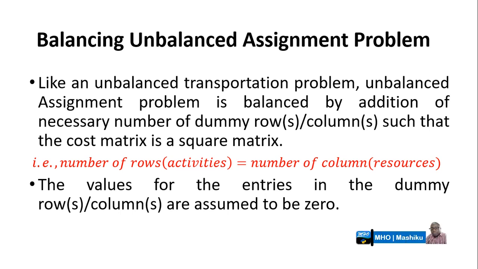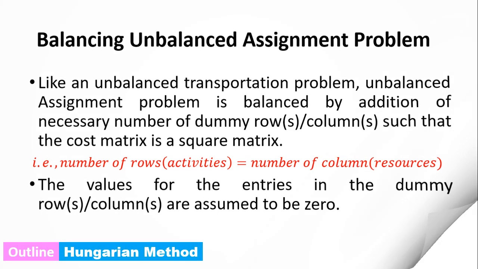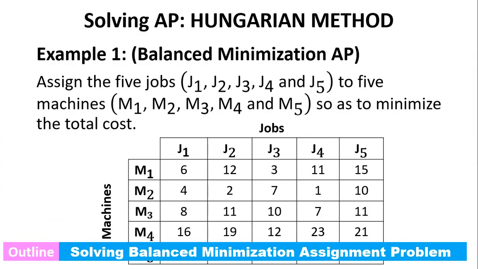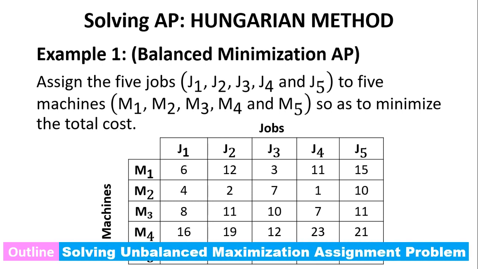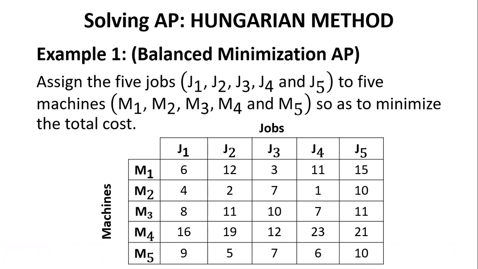Now, after seeing how we can balance and unbalance the assignment problem, let's see how we can solve the assignment problem. We are going to use the Hungarian method to see how we can solve assignment problems. So the first example is concerned about the balanced minimization assignment problem. The question is: assign the 5 jobs, J1 up to J5, to 5 machines, M1 up to M5, so as to minimize the total cost.